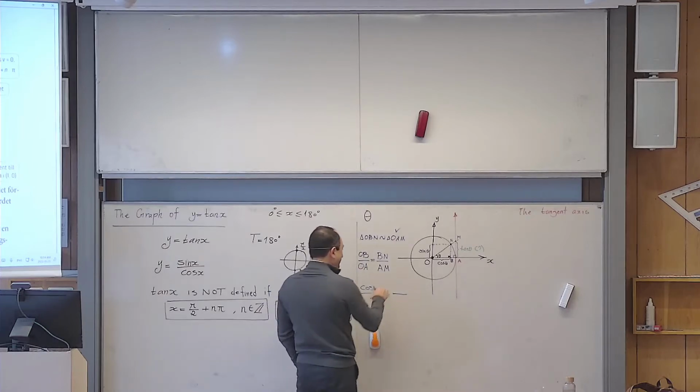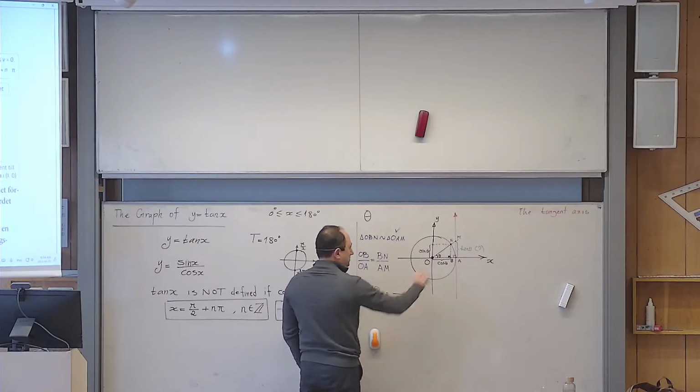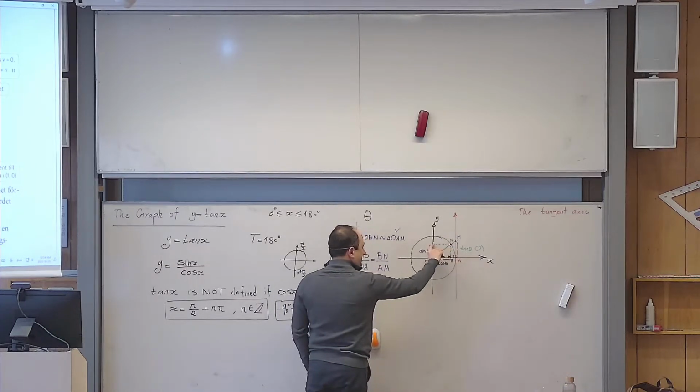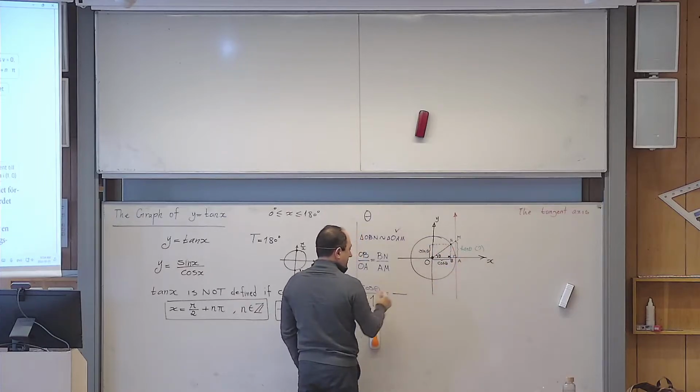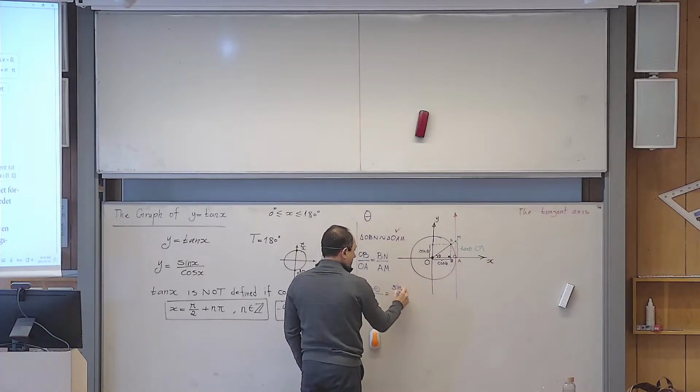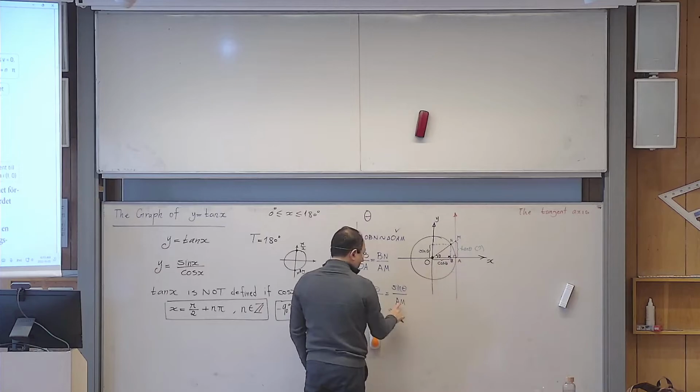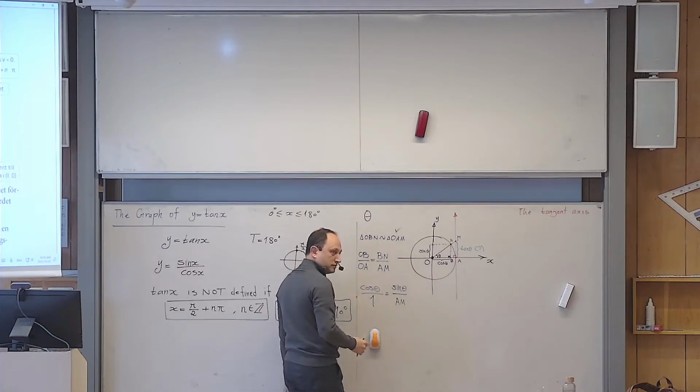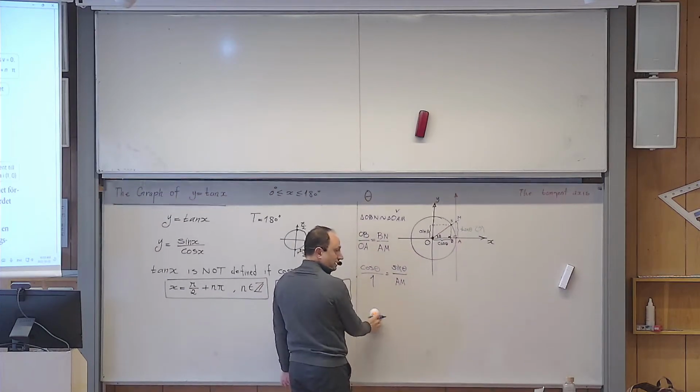Okay. So, what is BN? BN and this length are equal. So BN is sine theta. I still don't know AM. You see, it's a question mark. My claim is that AM is tangent. But then I hope that you agree that AM is tangent.